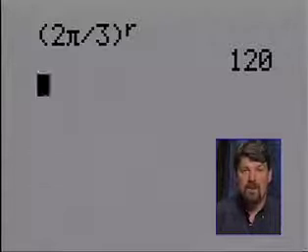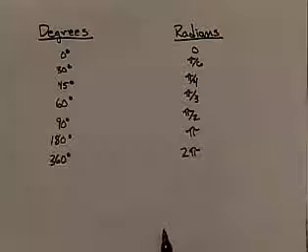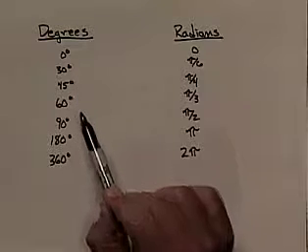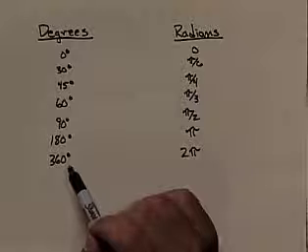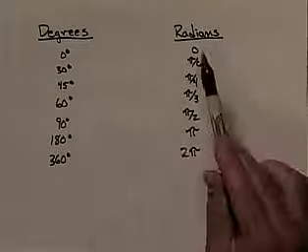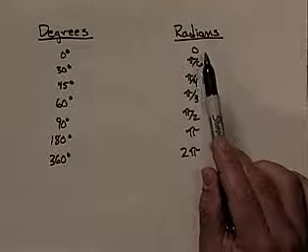Now, there are some angles that we use all the time in trigonometry. So let's take a look at some of these commonly used angles. We have 0 degrees, 30 degrees, 45 degrees, 60 degrees, 90 degrees, 180 degrees, and 360 degrees. And these are all angles that are commonly used. And over here we have the equivalent angle in radians.